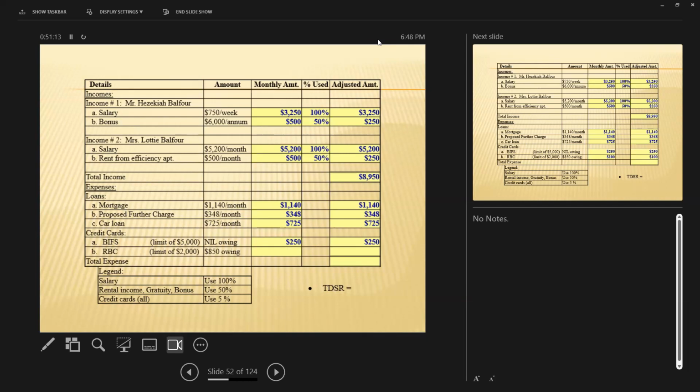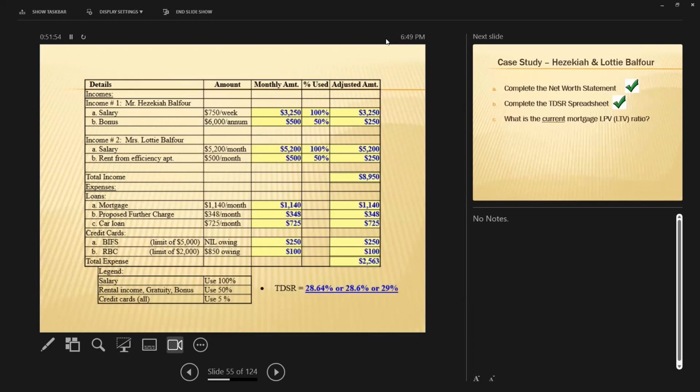Royal Bank credit card, 5% of the $2,000 limit is $100, because we're doing the assessment. Okay, so we add them up, and it comes to 2,563. What is the TDSR? 29% rounded.